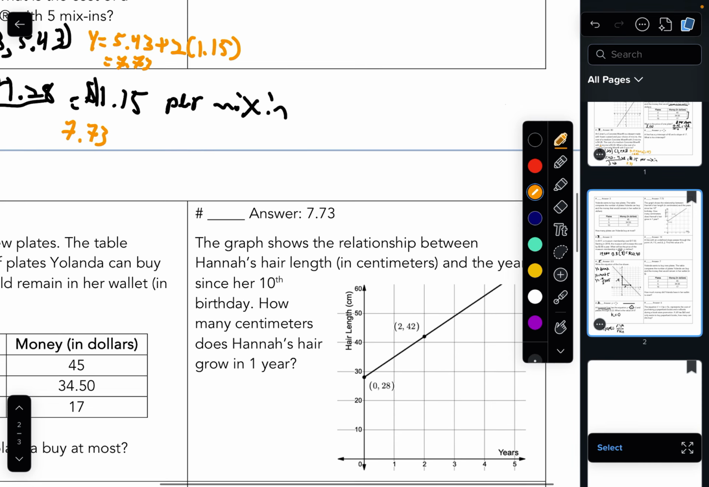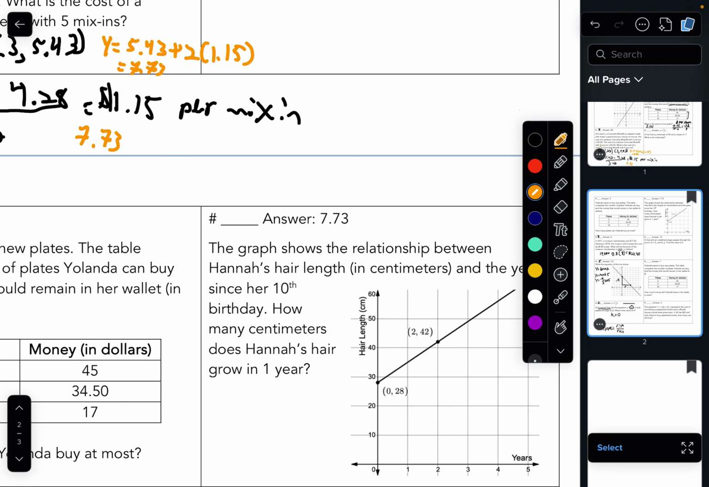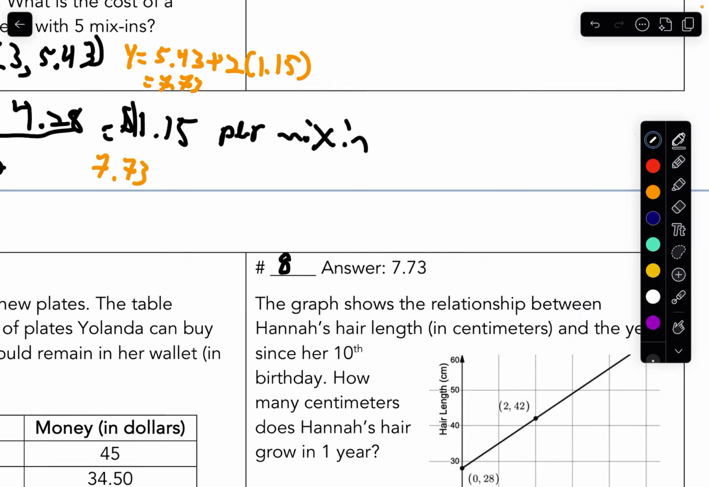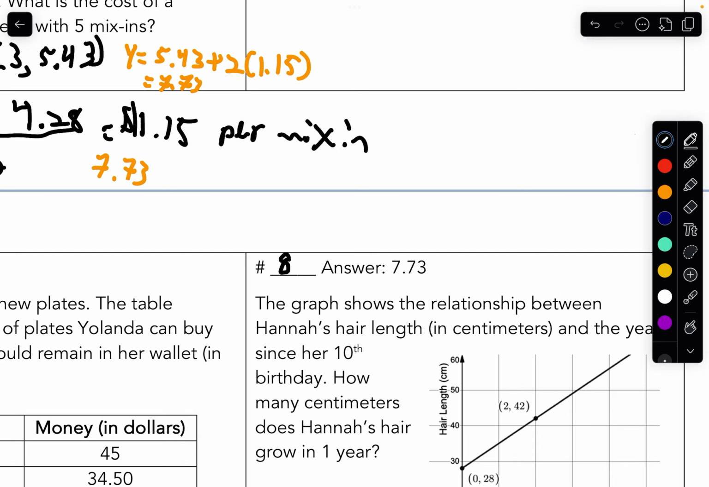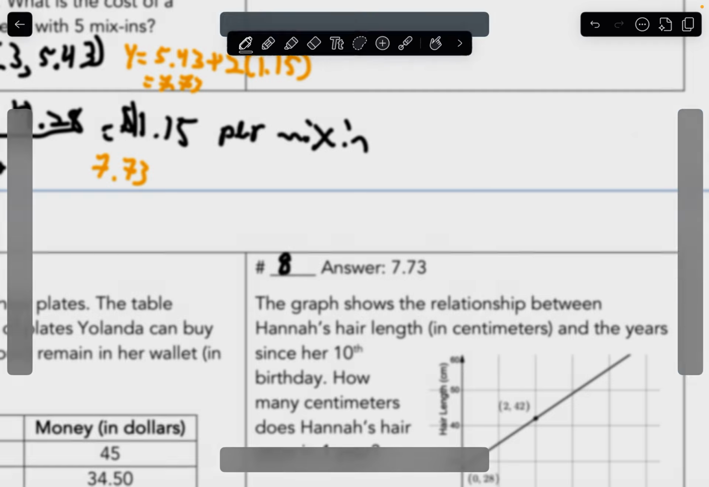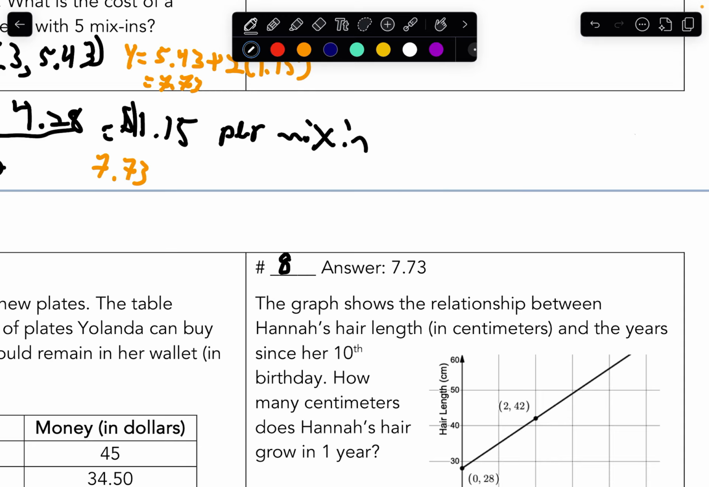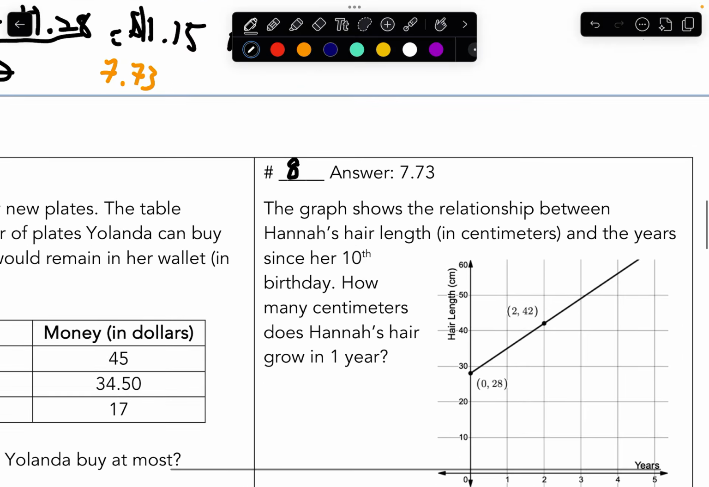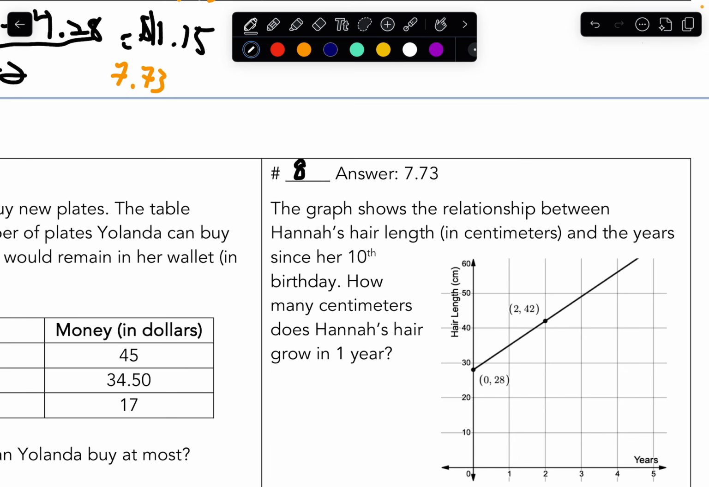Oh, right there. Okay, so this is number 8. The graph shows the relationship between Hannah's hair length in centimeters and the years since her 10th birthday. How many centimeters does Hannah's hair grow in 1 year? Well, they want to know the rate, centimeters per year. So we need the slope. Remember, slope is rate. You gotta get that hammered into your head.